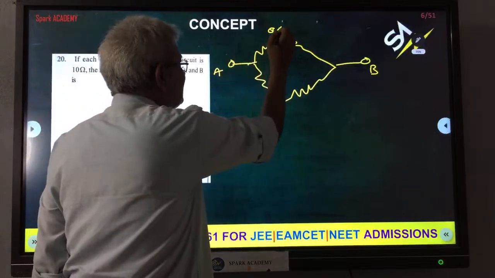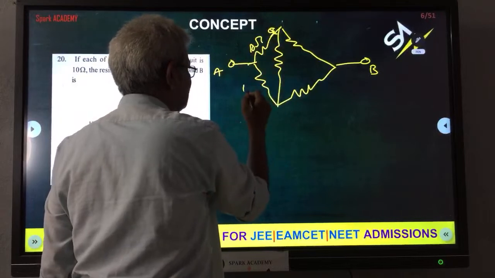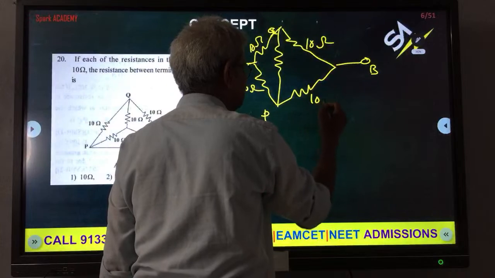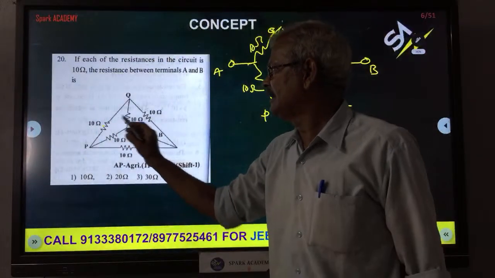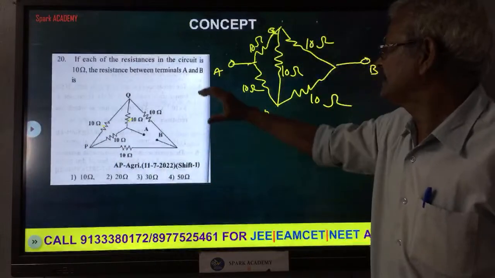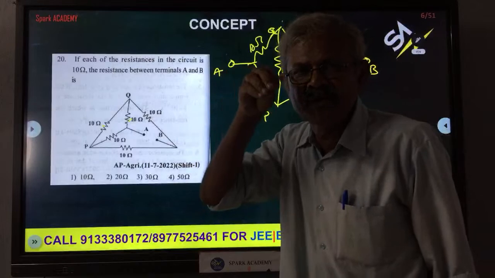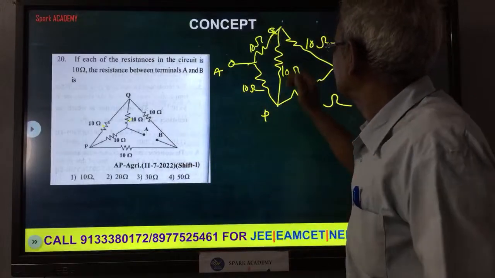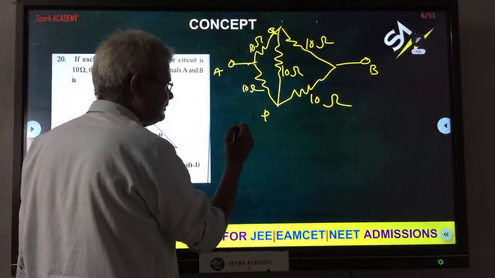So this one here is 10 ohms. This is 10 ohms. This is 10 ohms. This is also 10 ohms. Clear? The circuit is 10, 10, 10, all these things. If you draw like this, then it comes into what you have studied earlier. So when a circuit is like this, it is like Wheatstone's principle.